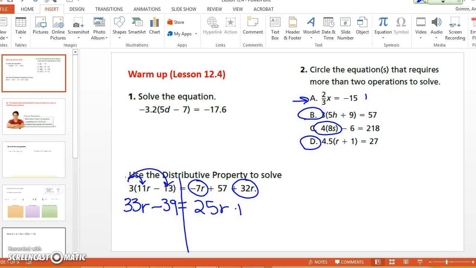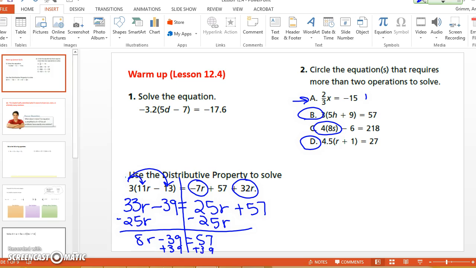25r plus 57. Okay, once I get it to here, this is the same thing we've been working on the whole time. So I need to get my variables together. I would subtract 25r from both sides because it gives me a positive variable. Doesn't mean that's what you had to do. Okay, so then on this side I get what? 8r minus 39 equals 57. Then I'm going to add 39 to both sides, which is 96. Okay, so 8r equals 96.